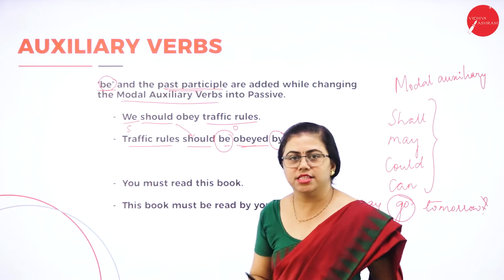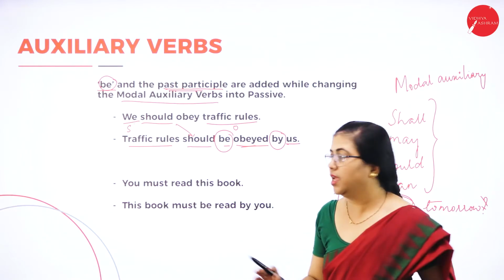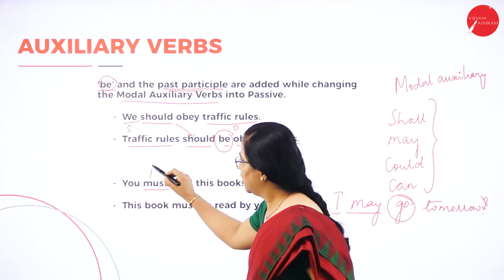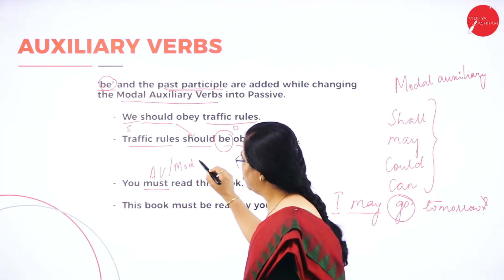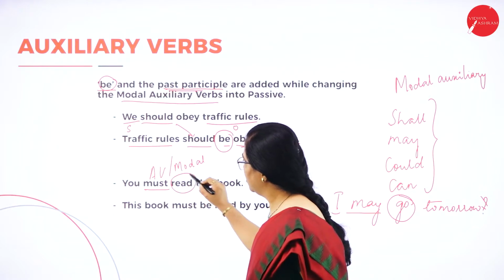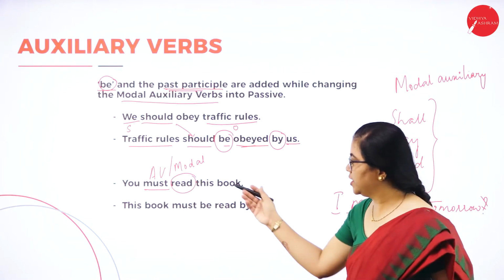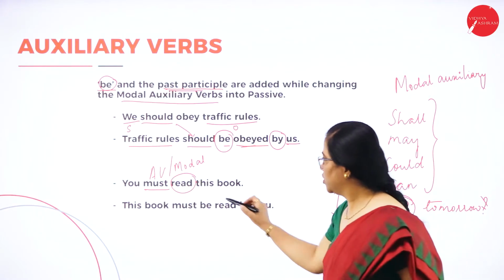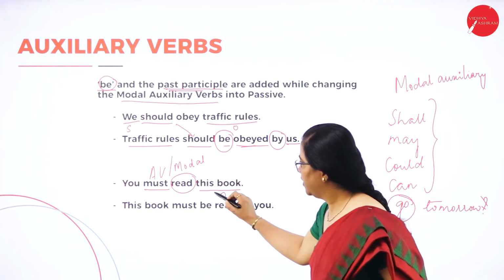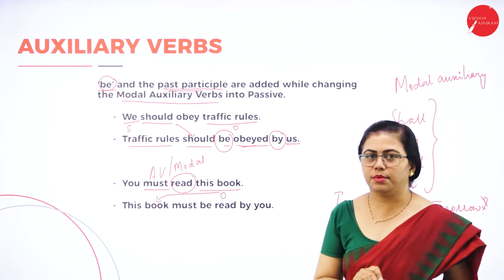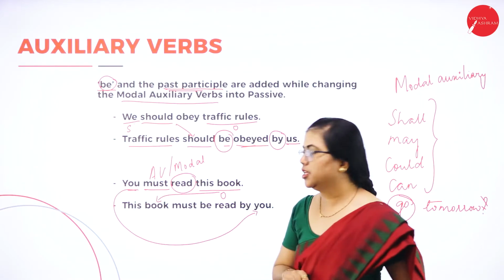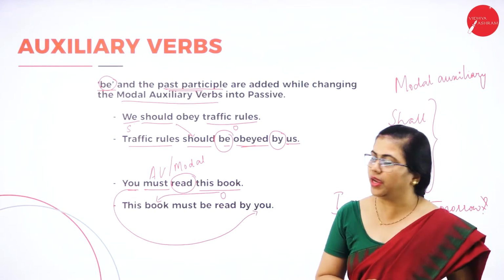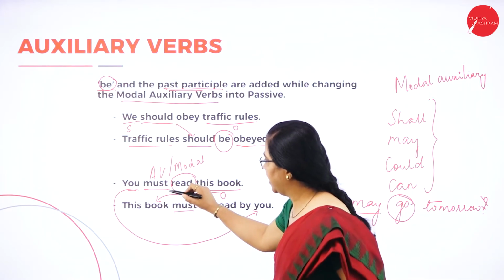You must read this book. This is compulsion. Here "must" is the auxiliary verb, that is the modal auxiliary. This is the verb in the sentence, so that has to be changed. "This book", the object, has been changed to the subject, whereas "you" is again changed to the object. Here "must" is retained as it is.